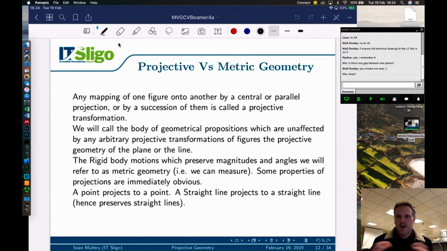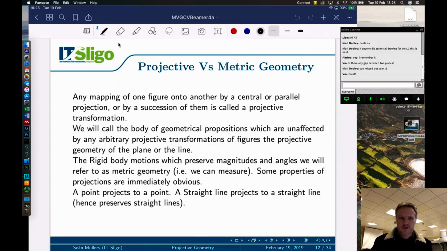Okay, so this is just another categorization where we say that the things that are unaffected by these transformations, such as lines remaining lines, we call projective geometry, which is the title of tonight's lecture. The rigid body motions which preserve magnitudes and angles we will refer to as metric geometry. Metric obviously refers to measuring, and therefore if we have rigid body motions where we retain angles and lengths, then we can still do calculations of lengths and angles. But obviously if we've got these projective geometries where lengths and so on change, then we can't do that.